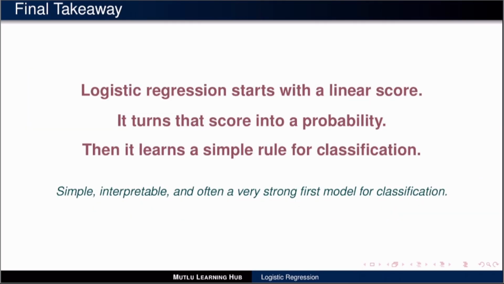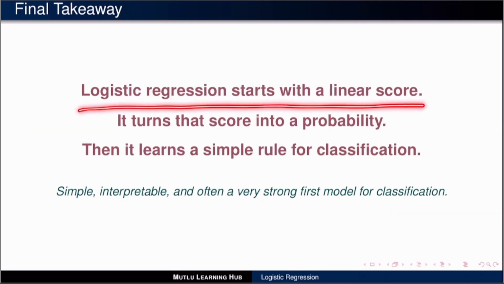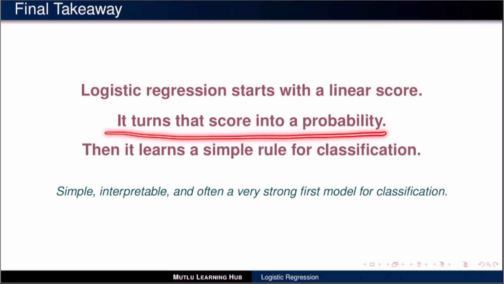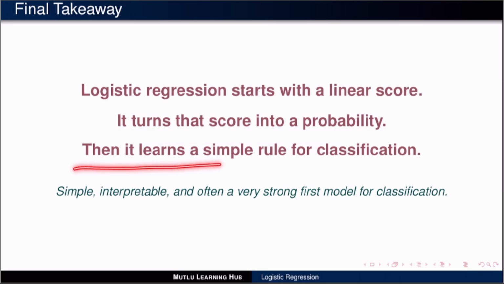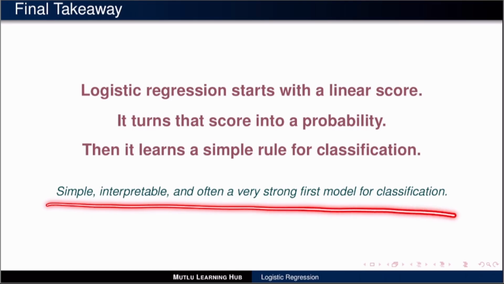Here is the big picture. Logistic regression starts with a linear score, turns it into a probability, and uses a simple rule to classify. That's why it's simple, interpretable, and still very powerful.